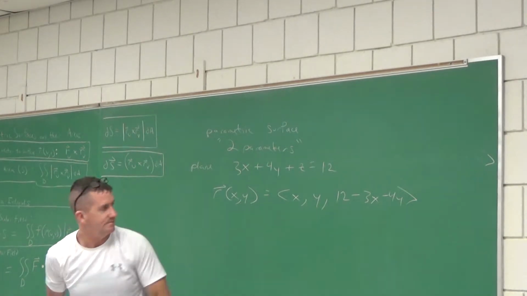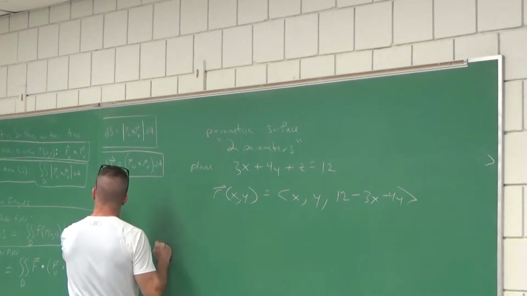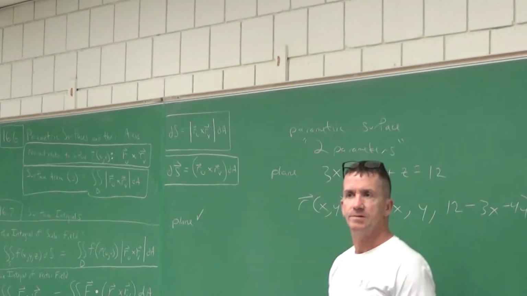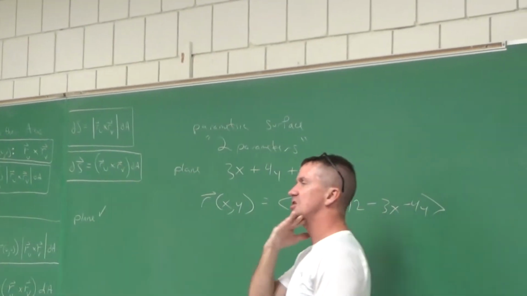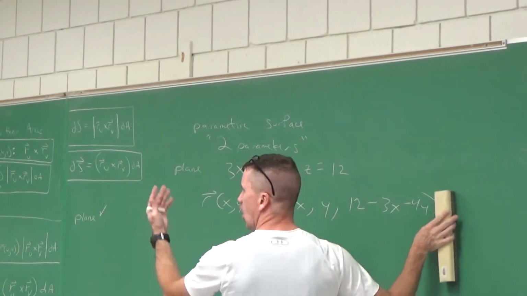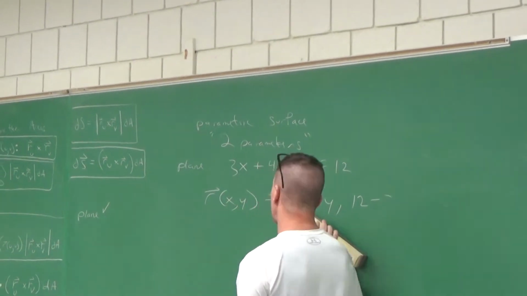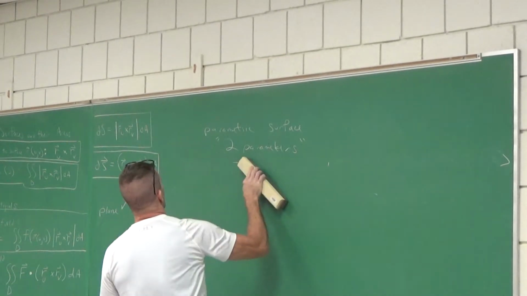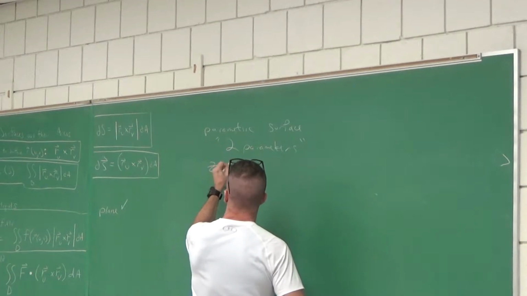We did a plane, here we'll make a checklist. We did a plane. Let's do, how about a paraboloid? Let's cover all the main surfaces: paraboloids, spheres, planes, cones, and cylinders. We'll definitely do a cylinder. All right, here's a paraboloid from our course.